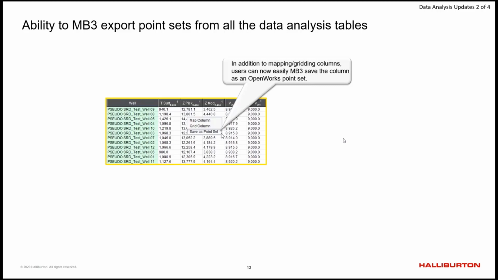Now, if you want to do more than just highlight and look at the stuff in the views, we had another big data analysis update where you can just mouse button 3-click on any of the columns of our data analysis tables, and you could either instantly map it or grid it, or you can also just save it as a point set.